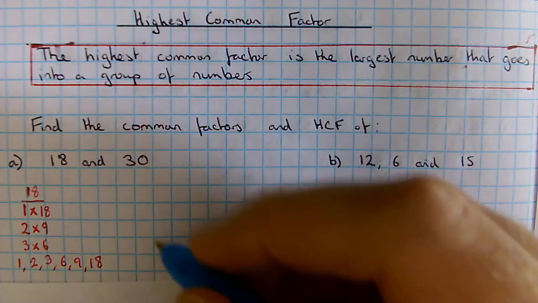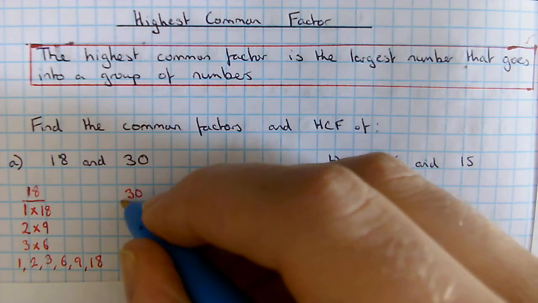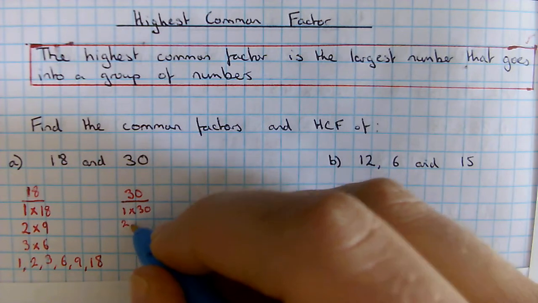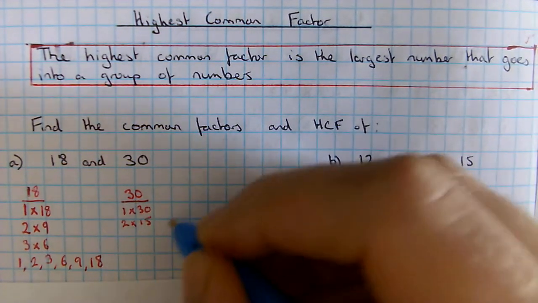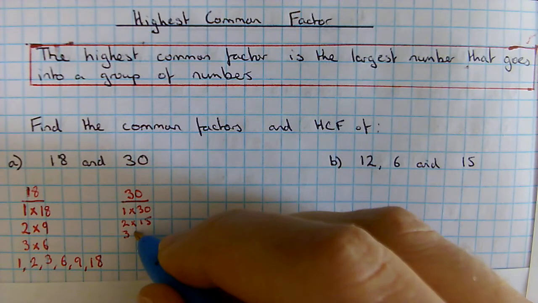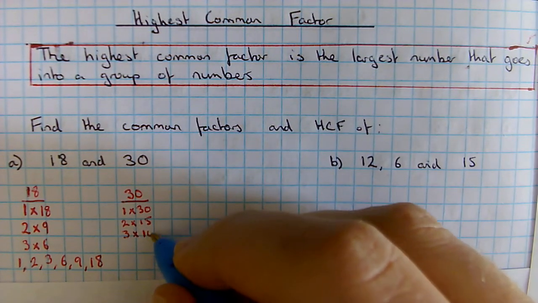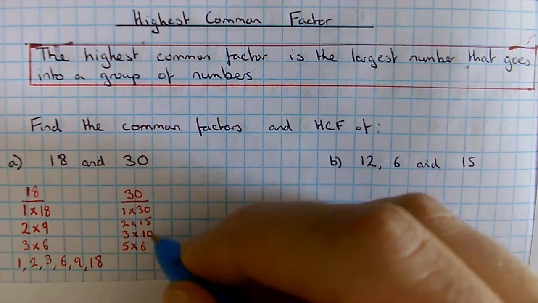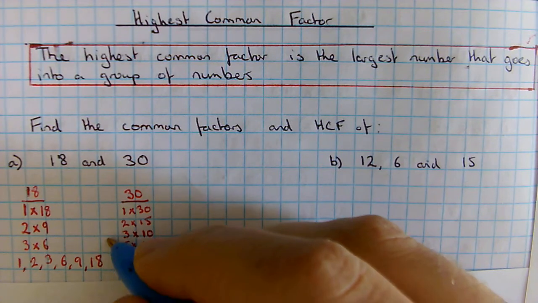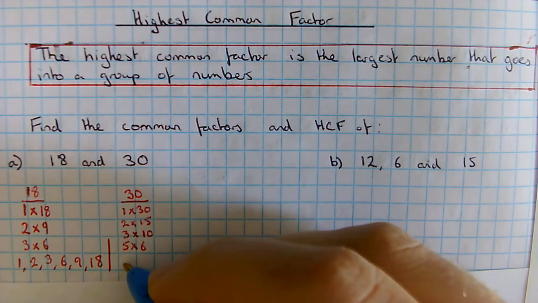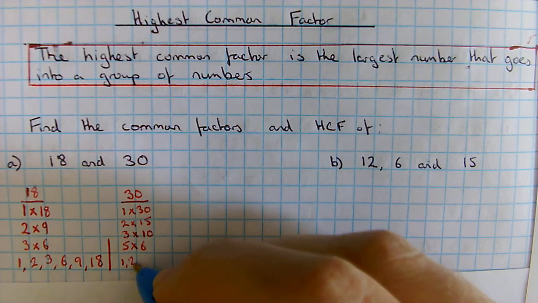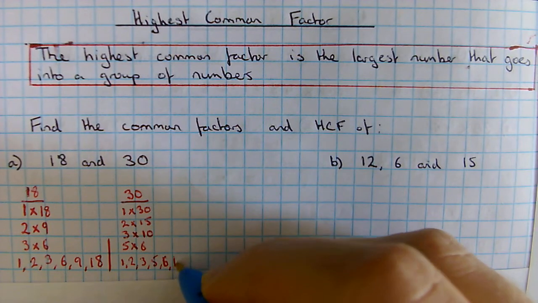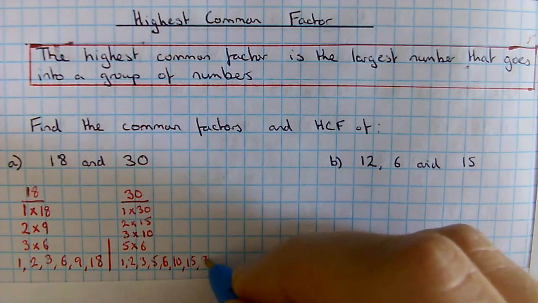I'm going to do exactly the same thing for 30. I've got 1 and 30. 30 is even, so 2 goes in. 2 and 15. Then I've got 3 and 10. 4 doesn't go in. 5 goes in 6 times, and then I would have 6 and 5, so I'd be repeating myself. So here, let me just put a line here just so that we know that this is for 30. I've got 1, 2, 3, 5, 6, 10, 15, and 30.